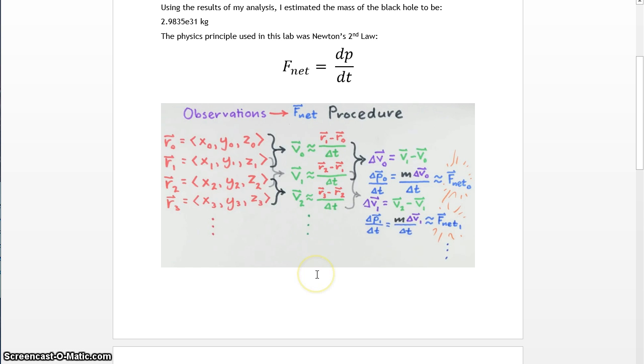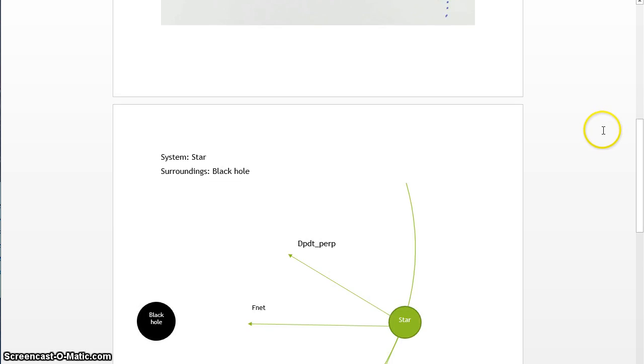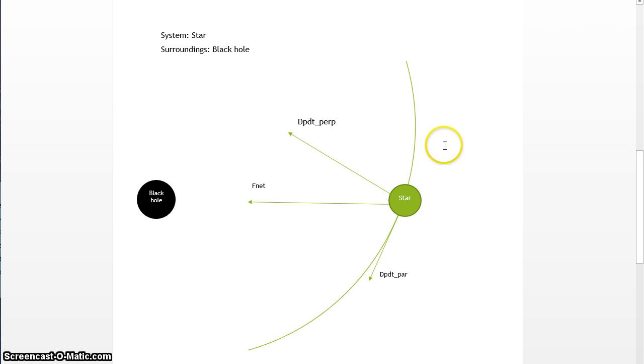The Fnet should be, and was, the same number throughout the loop. It was constant because the only thing acting on the star was the black hole. Here is a picture of the star's motion. I chose the star as the system and the surroundings as the black hole.